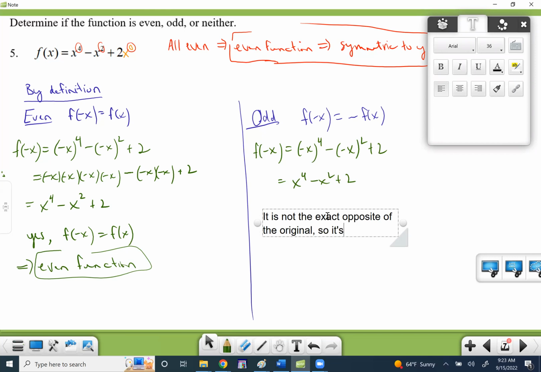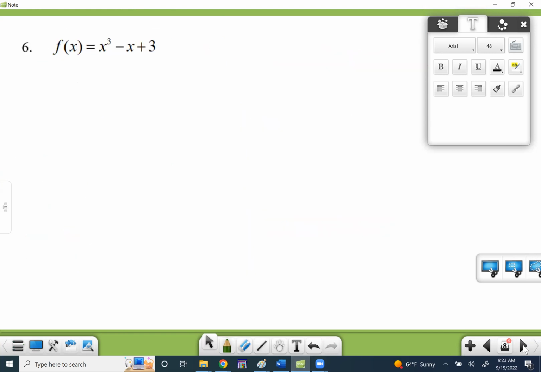So it's not odd. Okay. So that's all you're doing. You're always plugging in a negative x for both of these. If when you plug in a negative x, it matches the original, it's even. If when you plug in a negative x, it's the exact opposite of the original, it's odd. If you plug in a negative x and it's neither of those cases, then it would be neither even nor odd.